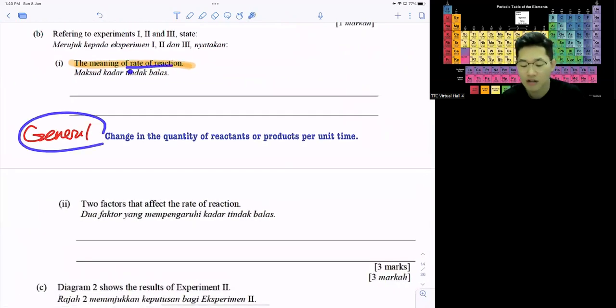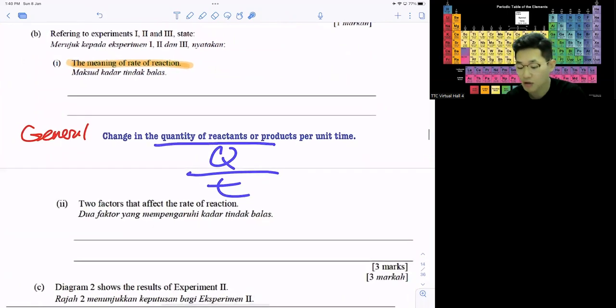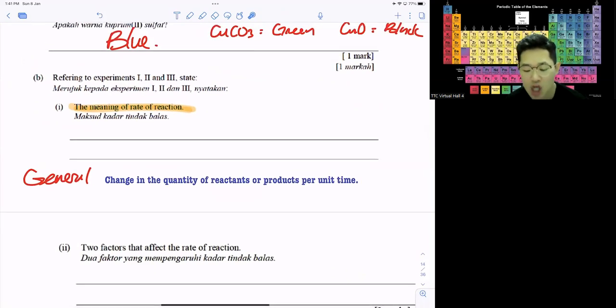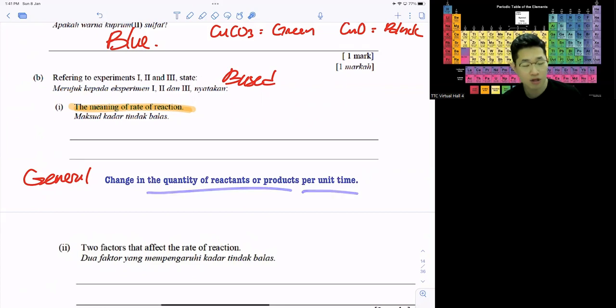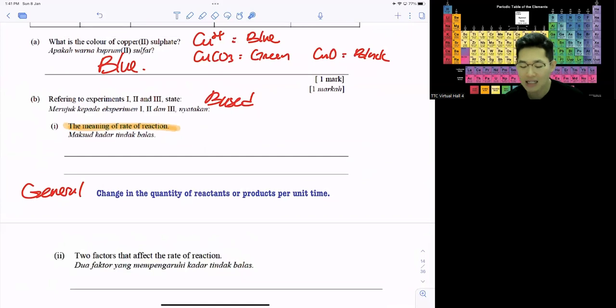That means the meaning of rate of reaction is quantity over time. That's how we calculate rate of reaction. We use quantity divided by time. So quantity of reactant or product per time. But for this kind of question, they say "based on", which refers to the experiment. Every time you see the words "based on", referring to the reaction above, we can't just write quantity of reactant or product per unit time. We have to change the keyword. We have to know what is the quantity that we are measuring.